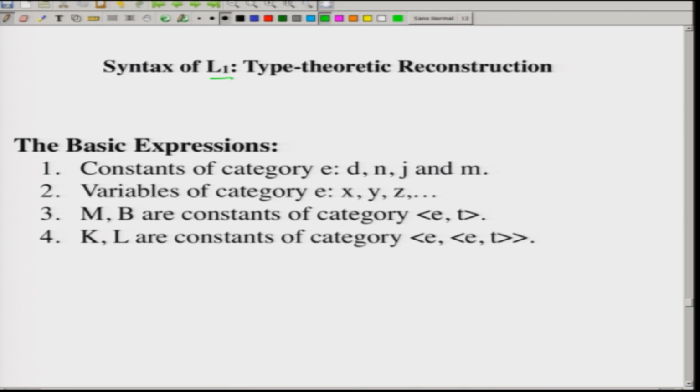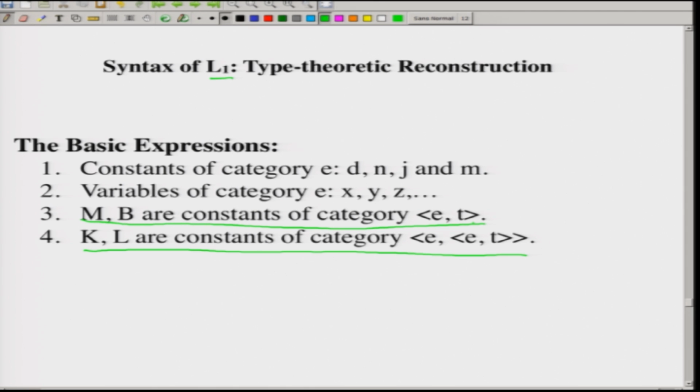Variables of the category E: we have variables of only one category all the time, category E, because we do not have any predicate variable here. So, x, y, z and stuff like that. And then we have constants of category E to T, like M and B, which are 1 plus predicates, if you remember. And then the 2 plus predicates belong to the category E to T. They are K and L. So, M can be interpreted as say man, B bald, K knows, and L loves.